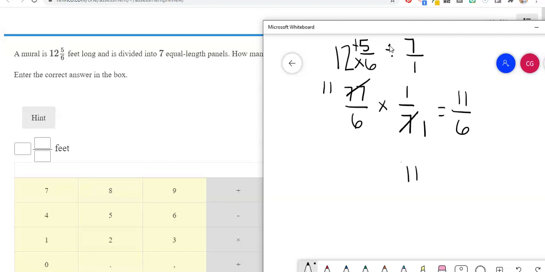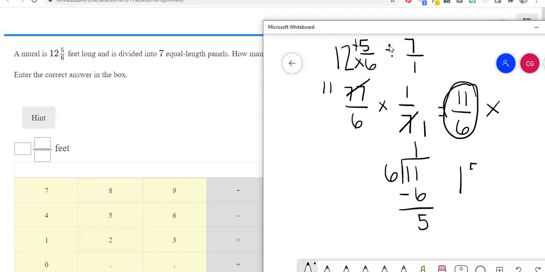So I have 11 divided by 6 because this is an improper fraction that cannot be our answer. 6 goes into 11 once. 11 minus 6 is 5. I get 1 5/6 as my answer.